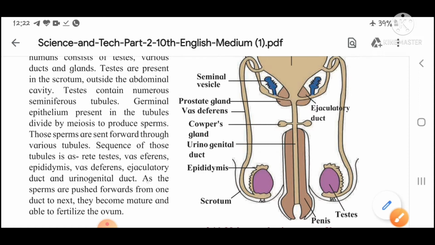As the sperms are pushed from one duct to the next, they become mature and able to fertilize the ovum. Initially, when the sperms are produced in the testes, they are immature. Then they start traveling from the vas deferens, pass through the corpus gland and enter the urinogenital duct. Through this whole process, till the sperm comes to the penis, it becomes mature.